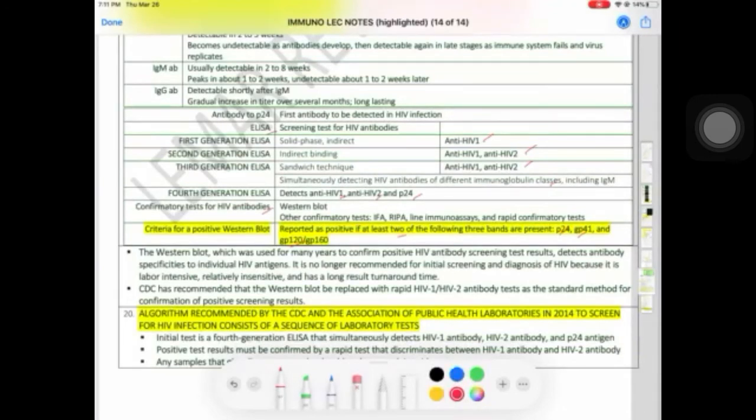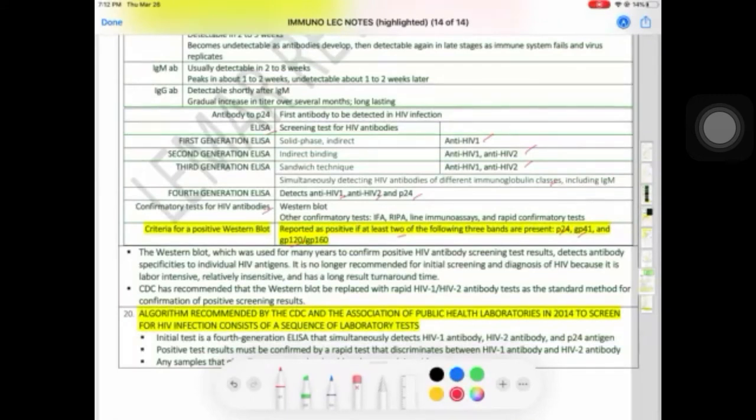Paano kapag wala po nito or walang band? The test is considered negative. Paano kung isa lang po sa mga given yung naibigay, like for example, antibody to P24? Indeterminate. Pag indeterminate, anong gagawin natin? Repeat Western blot. Paano pagka-repeat nyo, indeterminate pa rin po? I-repeat after few weeks. Iniisip po natin dito, baka early infection kaya antibody to protein 24 lang yung na-detect. Pero after few weeks, indeterminate pa rin po, report as false positive.